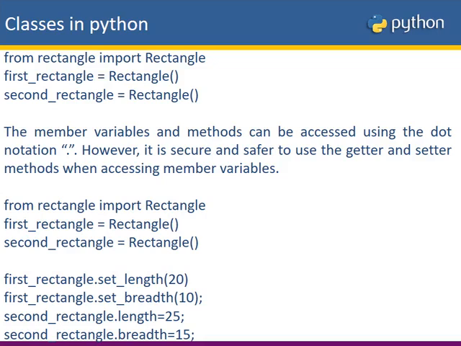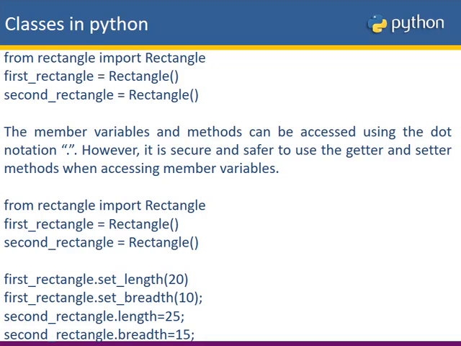The member variable and method can be accessed using the dot notation. I said it earlier, we use dot notation to access the member variable and method. And it's more secure and safer to use the getter and setter methods when accessing member variables. So in the example of importing Rectangle from rectangle, first rectangle is equal to Rectangle, second rectangle equal to Rectangle.